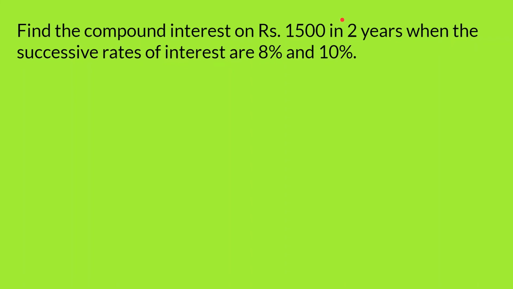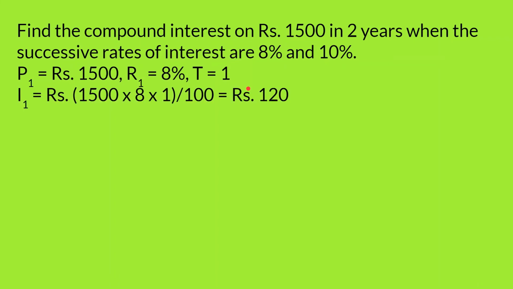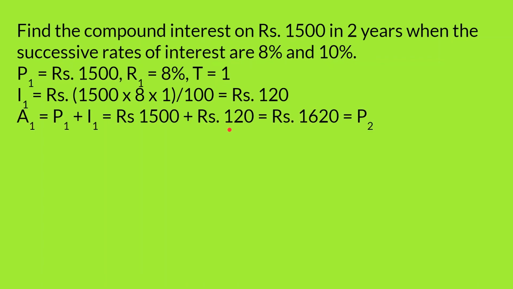P1 will be 1500. R1 is equal to 8%. We have taken subscript here because rate is bound to change in the next year. T is equal to 1. So I1 is equal to 1500 into 8 into 1, PRT upon 100. So that's 15 into 8, 120. So A1 is equal to P1 plus I1, 1500 plus 120. That gives 1620. That's our principal for the second year.